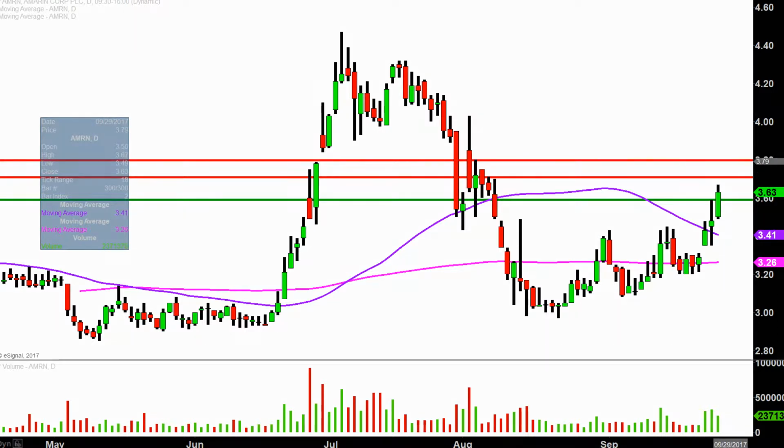But from the big picture of things, as long as the price keeps on building these higher bases, which it's been doing very nicely, then the long-term overall chart is going to continue to take care of itself. So another nice day today. We'll see what the rest of this week brings.